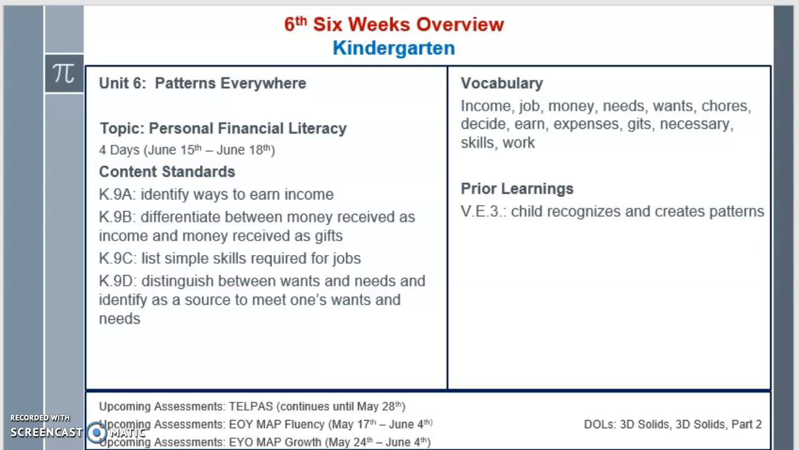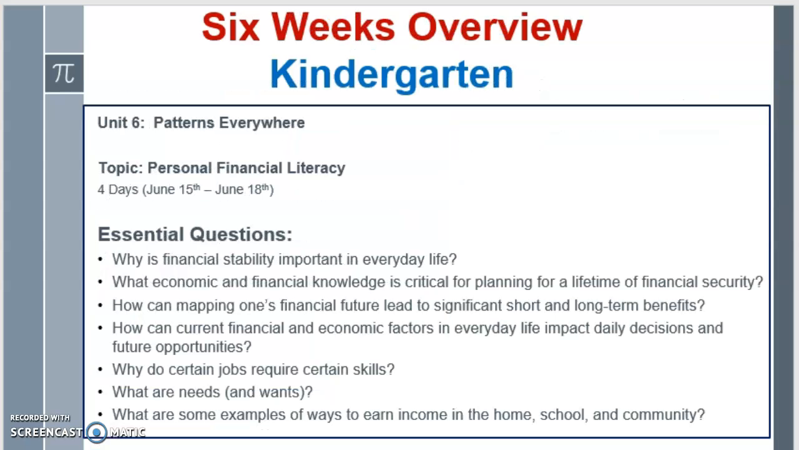The last topic for the 6 weeks will be personal financial literacy. And in that, kids are identifying ways to earn income, differentiating between money that's gifts and income, listing simple skills required for jobs, and distinguishing between wants and needs. In pre-K, again, they recognize those patterns, and so that's one of the prior learnings carrying over into this unit.